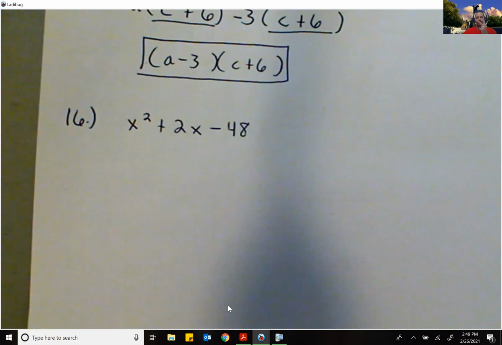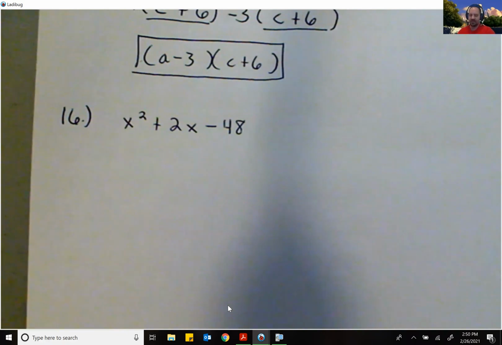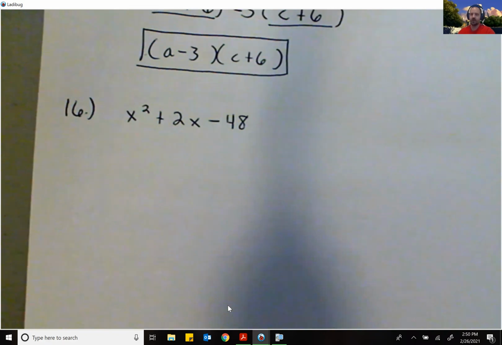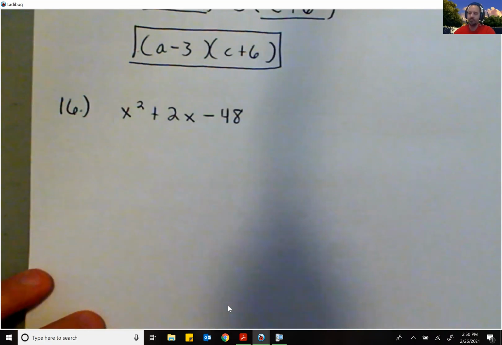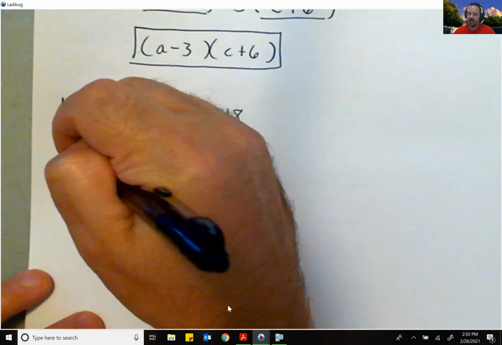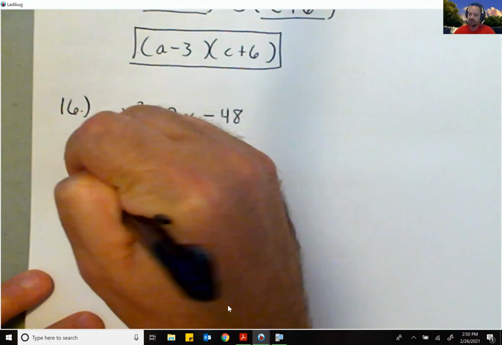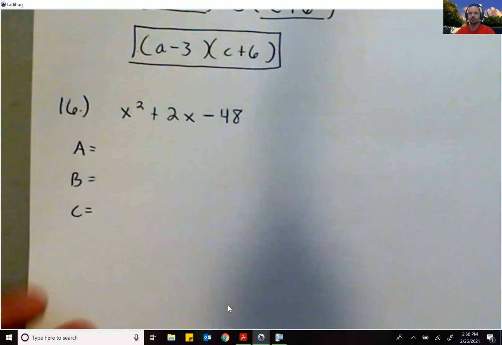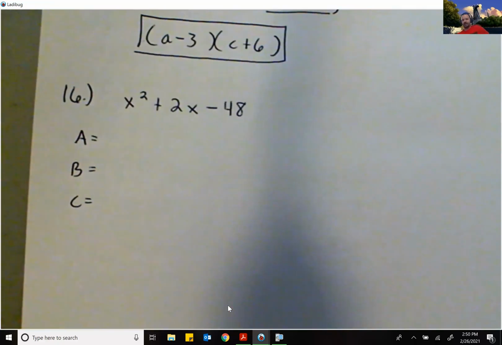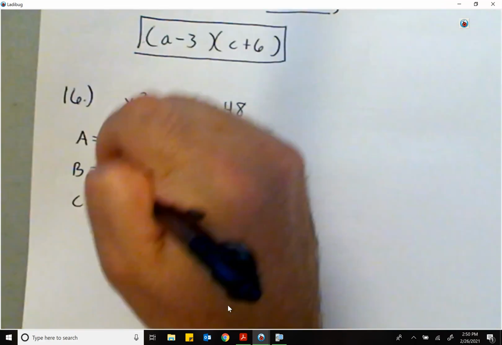So lots of different methods. I'm going to show two for this one. I'm going to show the AC method, and I'm going to show slide and divide. So let's do the AC method first, and then I'll talk slide and divide. The first thing I have you do is tell me the A, B, and C's. So what are the A, B, C's to this? 1, 2, -48.